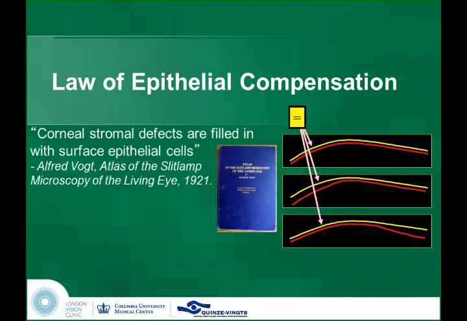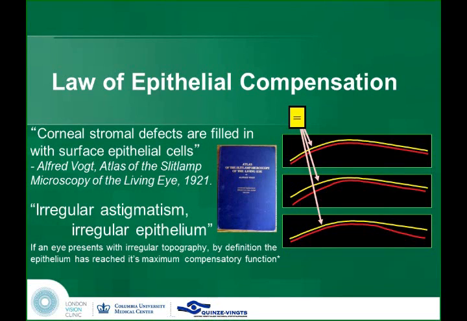Alfred Vogt, I have this book which was published in 1921 in my collection. In this, where he describes what to do with a slit lamp, he says, corneal stromal defects are filled in with surface epithelial defects. In German. My wife is German. She translated that for us. The way that I would like you to remember this is irregular astigmatism means irregular epithelium.